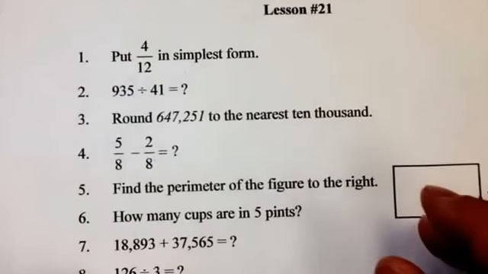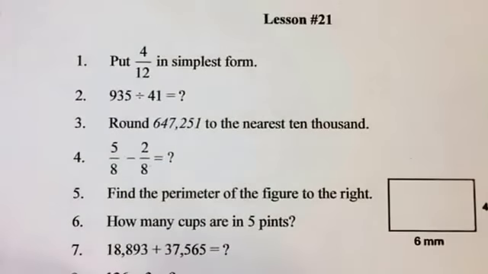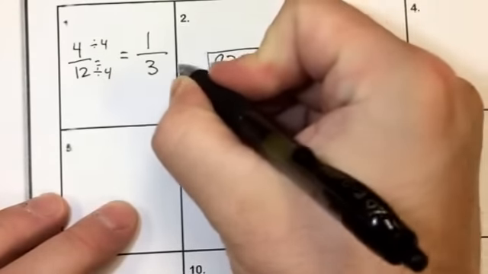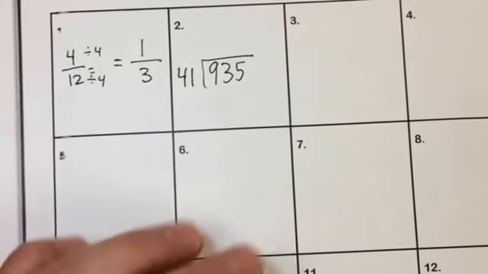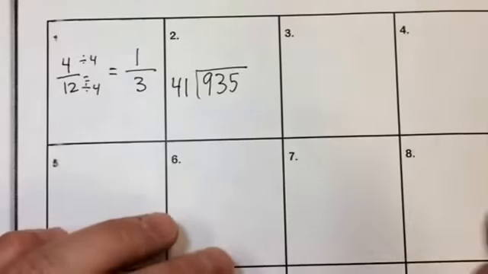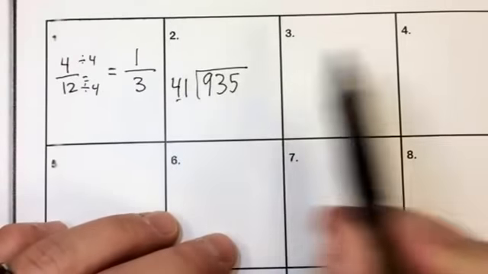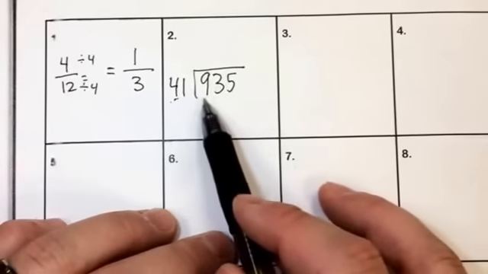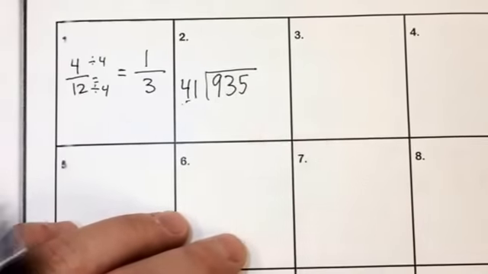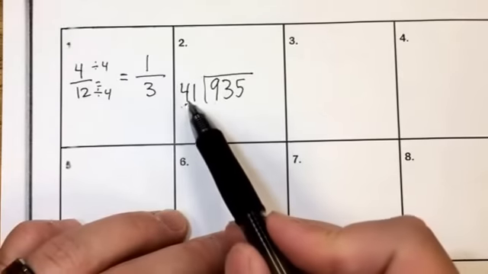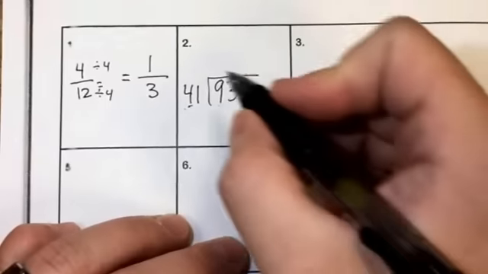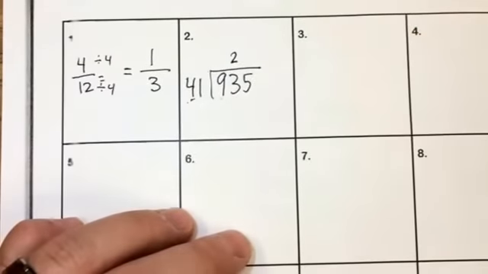Alright, number 2, we need to look at 935 divided by 41. And so lately I've been trying to guide you guys to look at a trick here, and let's just look at the 4 and 41, and let's look at the 9 and 93, because I know that 41 cannot go into 9. I know 41 can go into 93, but I'm not sure how many times. But I know that 2 times 4 is going to get me 8, and that's going to be pretty close to 9. So I'm going to go ahead and say that I can go into 93 2 times.